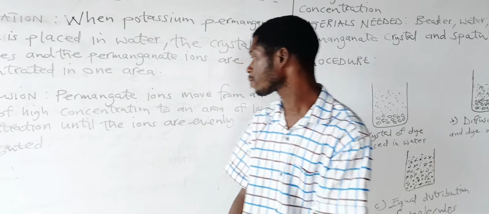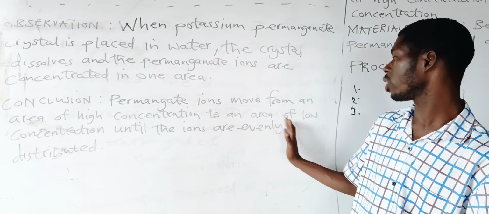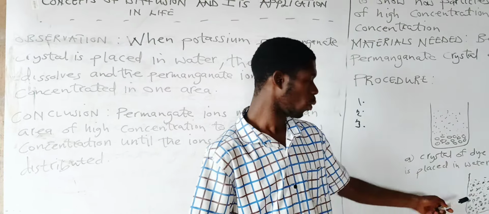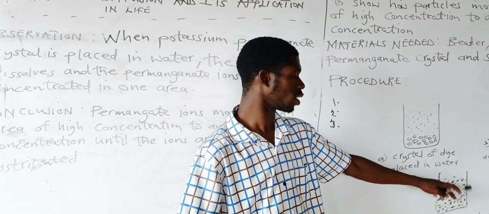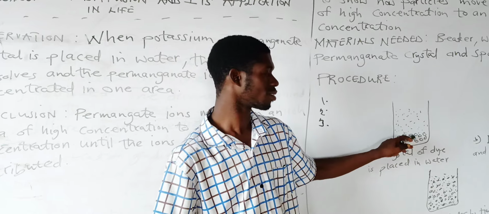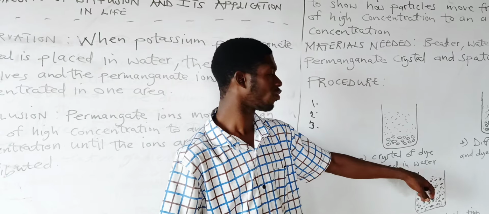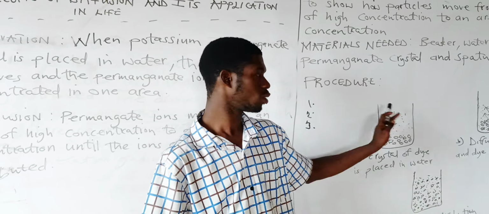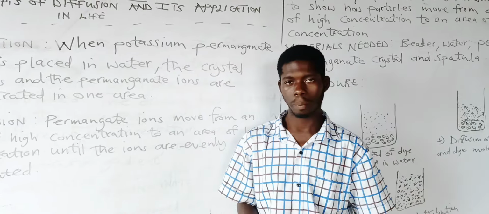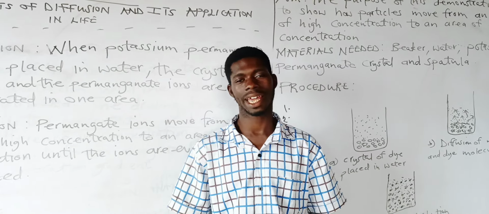So that's why we are saying that our conclusion is permanganate ions move from an area of high concentration to an area of low concentration until the ions are evenly distributed. It will occupy the whole space. It will not occupy just here. At first it was just here. Finally, it will occupy the whole space. From high to low gives a uniform mixture, or uniform distribution. So that is the experiment.